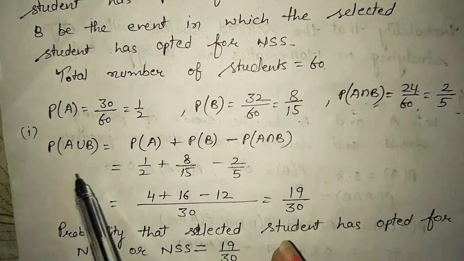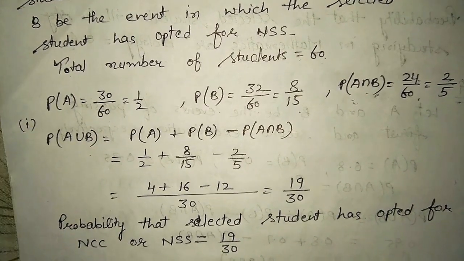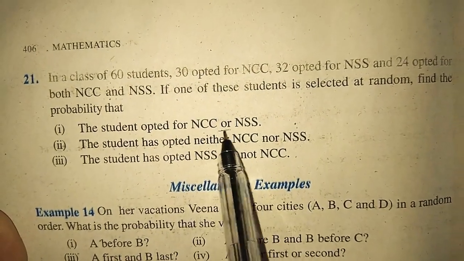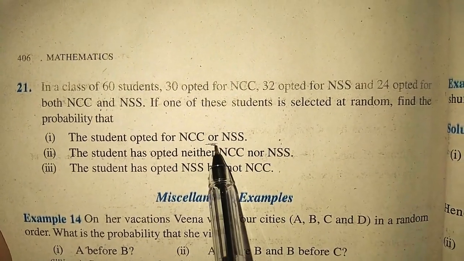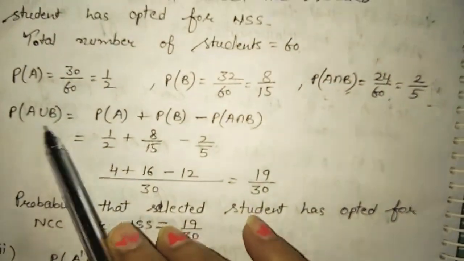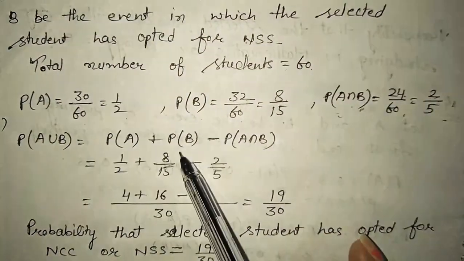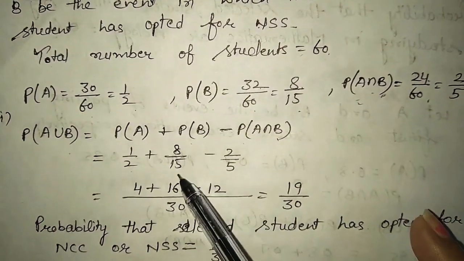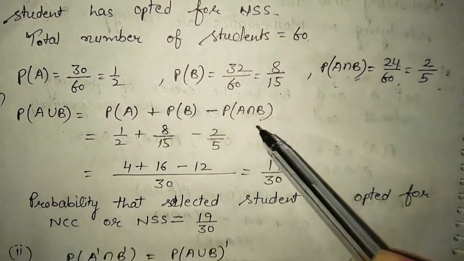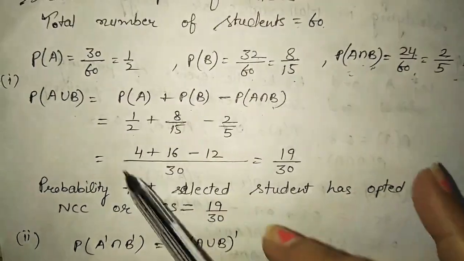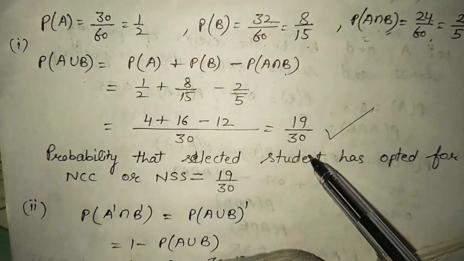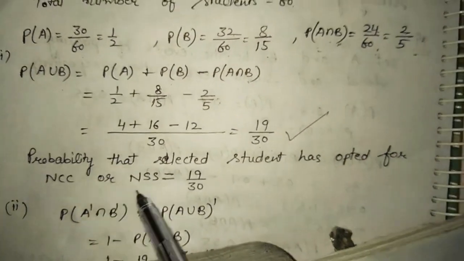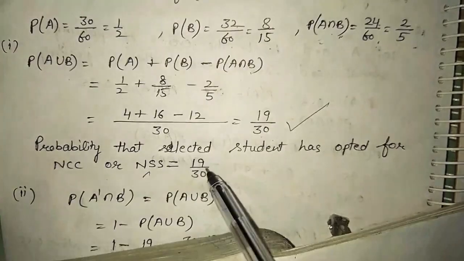So in this case we have to find out P(A union B). First question में आपको क्या find out करना है? The student opted for NCC or NSS. NCC or NSS means union. So we have to find out P(A union B). P(A) plus P(B) minus P(A intersection B). What is P(A) here? 1 by 2. What is P(B)? 8 by 15. What is P(A intersection B)? 2 by 5. After solving, we will get 19 upon 30, and this is the probability that the student has opted for NCC or NSS.